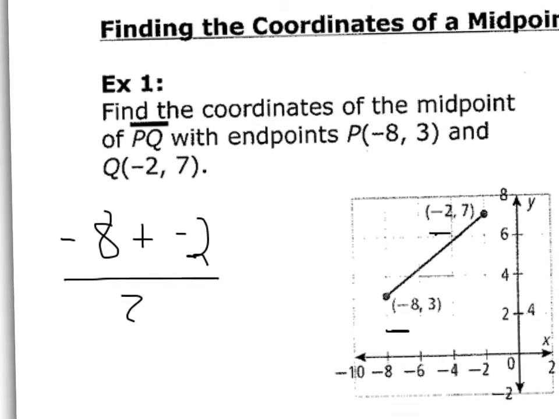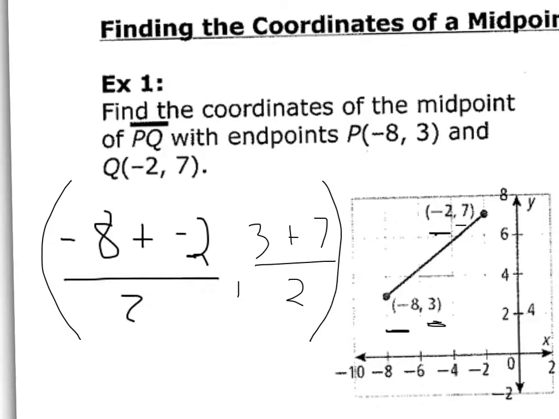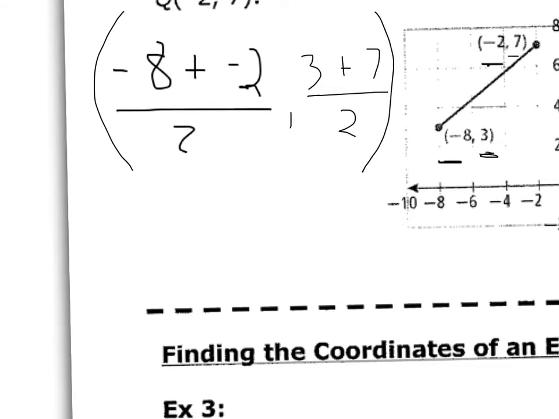And then we take our y1 plus y2. Okay, our y1 is this, 3. And we're going to add to it our y2, which is 7. And we're also going to divide that by 2. Okay, so this should set up a nice little ordered pair for us.